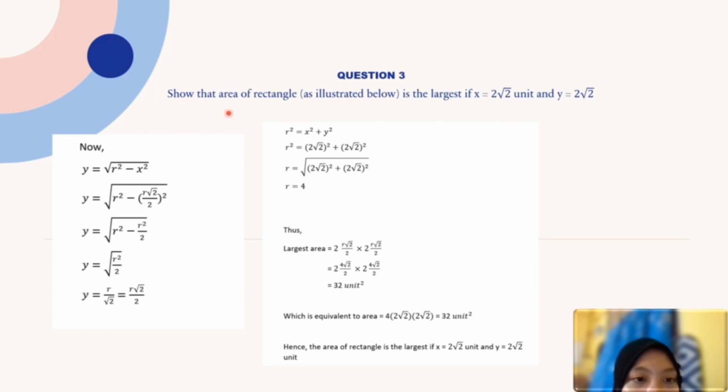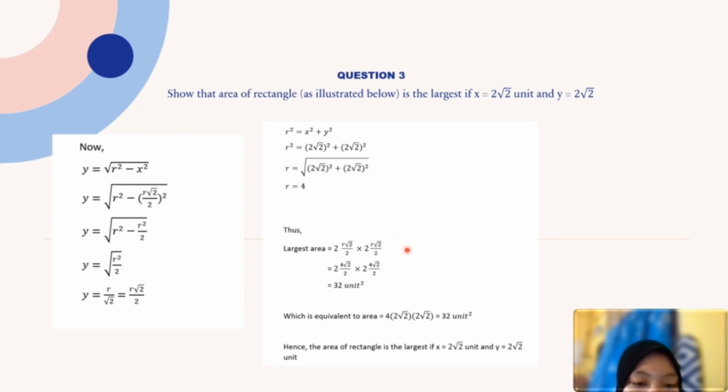And then to prove that the area of the rectangle is the largest if x equal to 2√2 unit and y 2√2 unit, we must find the radius using the value that is given here. So to find the r using Pythagoras theorem again, you insert the value of x and y from the question, and then you will get the answer r equal to 4.